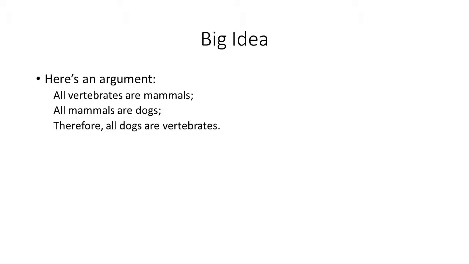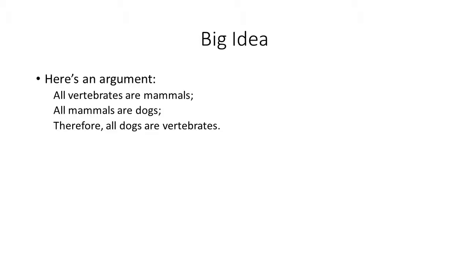All right, so let's think about the big idea. We'll start off with this. Here's an argument: all vertebrates are mammals. All mammals are dogs. Therefore, all dogs are vertebrates. So this is an argument. It turns out it's what we're going to call a syllogism. Here's a question about it: is it valid or invalid?